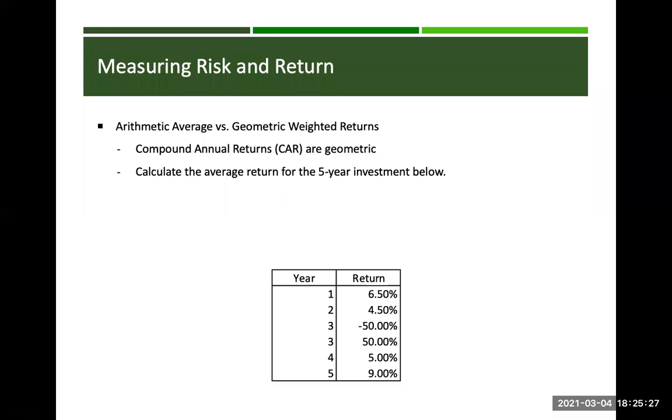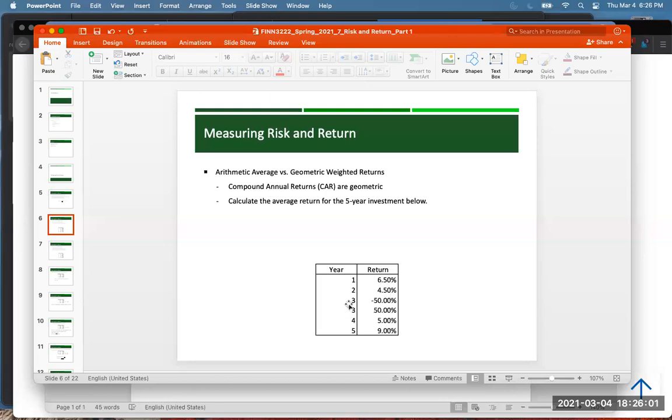arithmetic versus geometric. I don't know how many of you have come across this, but they are very important. A lot of times people just say, okay, let's look at these returns I have on the slide. We have 6.5, 4.5, minus 50, plus 50. Okay, so we're doing pretty well. We made that money back. I've got another typo on the screen. That should be 4, 1, 2, 3, 4, 5, 6. It's a 6-year investment.